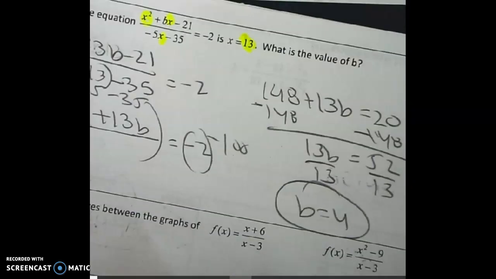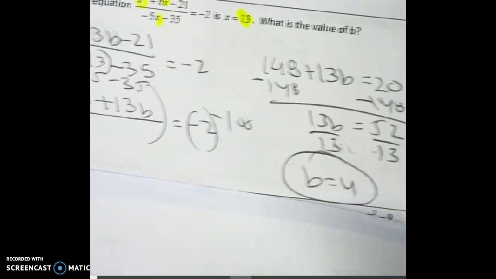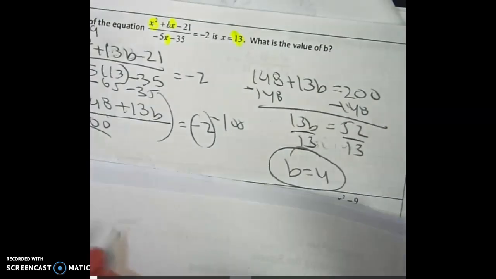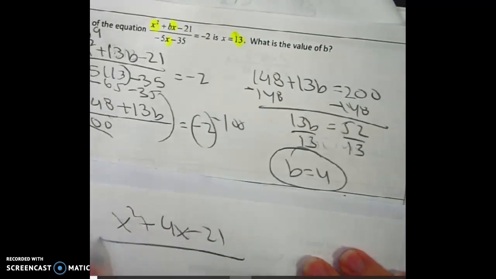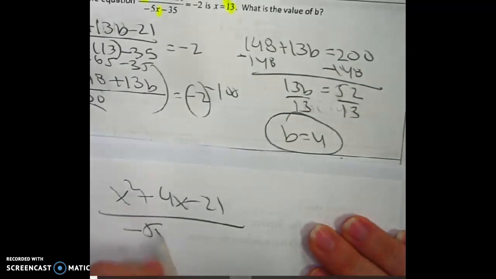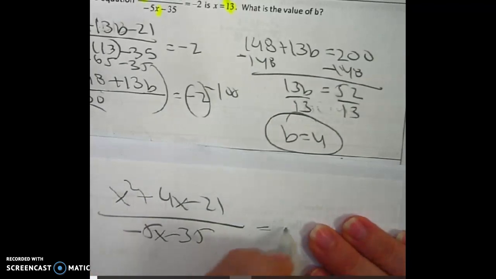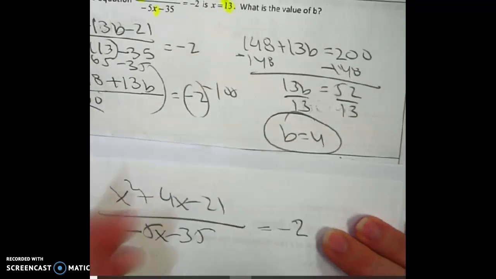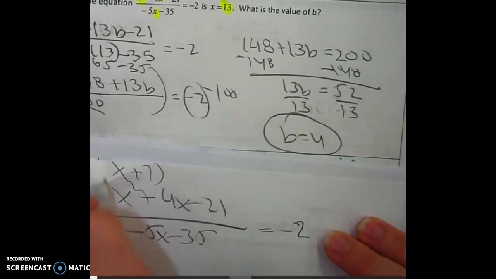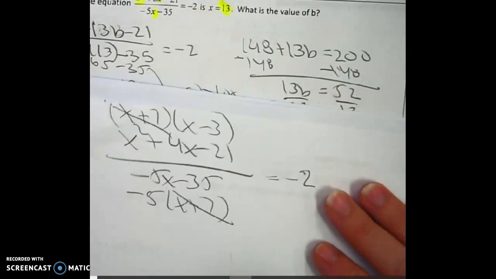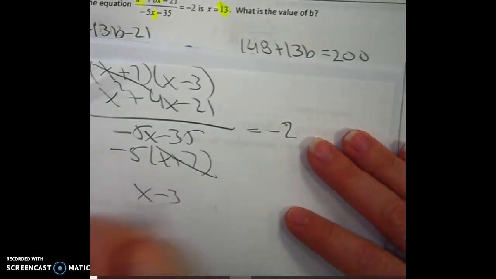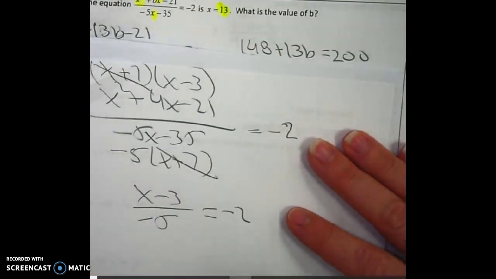What I would do, let me zoom out, is I would write it as x squared plus 4x minus 21 over negative 5, x minus 35 equals negative 2. Okay, so factor this, x plus 7, x minus 3, negative 5, x plus 7, that's gone. Then I'm left with x minus 3 over negative 5 equals negative 2.